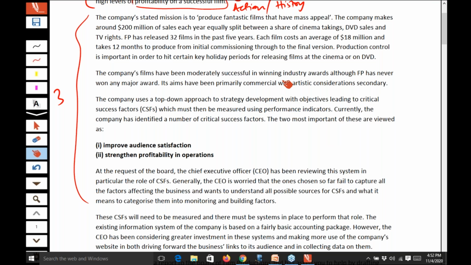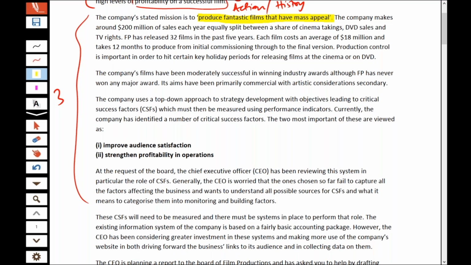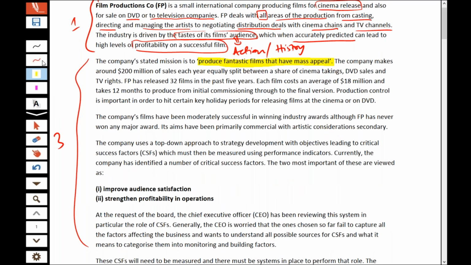So let's just start discussing it. First of all, it says the company's stated mission is to produce fantastic films that have mass appeal. A very important thing is to understand what an organization's mission is. So the mission of this organization is to produce fantastic films that have got mass appeal. It says the company makes around 200 million of sales each year, equally split between a share of cinema takings, DVD sales, and TV rights. So approximately, it's approximately 67 million sales for each one of them.